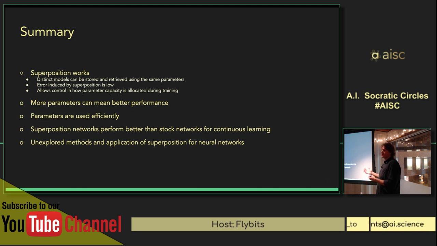You have freedom. You can try all kinds of different ways. More parameters can mean better performance. Parameters were used efficiently. And superposition networks perform better than a standard stock network for continuous learning. And then they finish off by saying that this is just laying the foundation, and there's going to be a whole lot more experimentation to come.